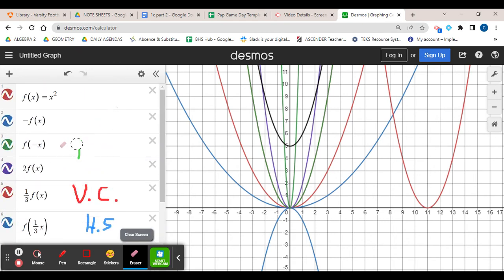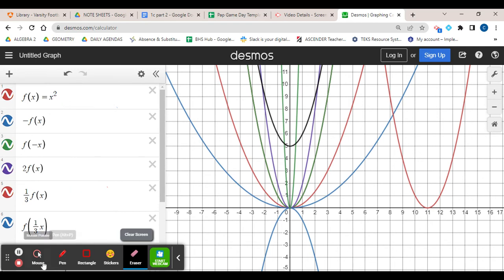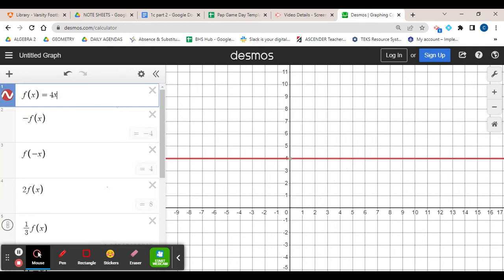Now what we can do, if we want to, we could really have some fun and just change our f of x function to something else, and all the transformations should apply. So let's say instead of f of x equals x squared, let's make it a nice linear function of 4x plus 1.